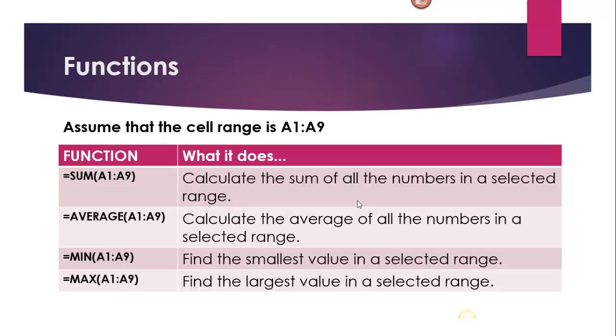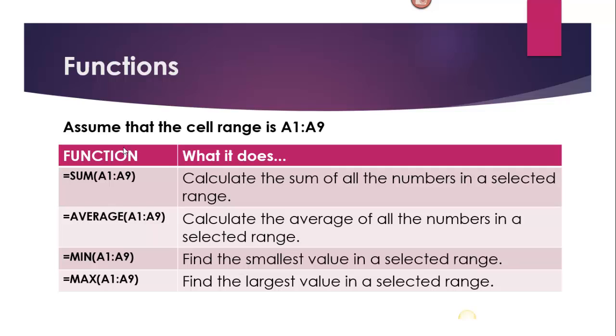Now, the difference is that a function is an already assigned name that is recognized by Microsoft Excel. For example, =SUM, =AVERAGE, =MIN, and =MAX. If we assume that the cell range is A1 to A9, then the cell range must be placed inside the brackets of every single function. The only two functions that are spelled in full are sum and average. The ones that are spelled in shortcuts are minimum, known as MIN, and maximum, known as MAX.